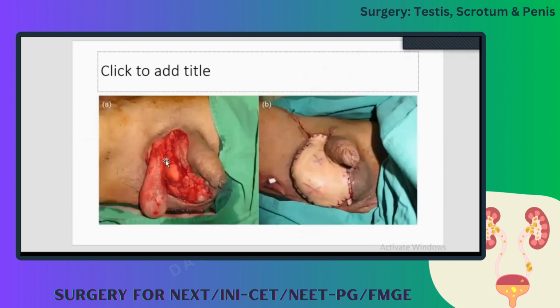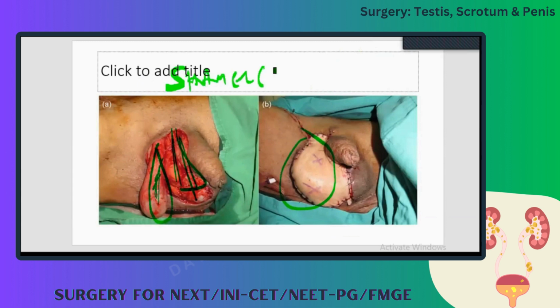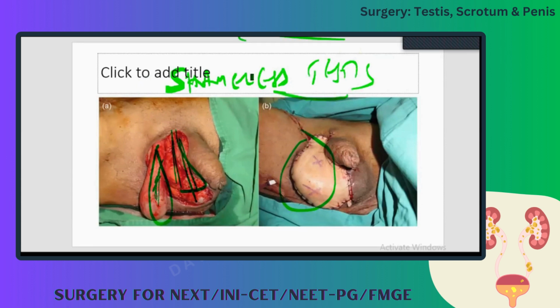So we have to excise this part completely. Whatever skin is affected is excised and a flap is placed. Okay, this is the testis. The testis is not affected. In this condition, the testes are known as shameless testis. They are exposed. In Fournier's gangrene, the testes are exposed completely. They are known as shameless testis.